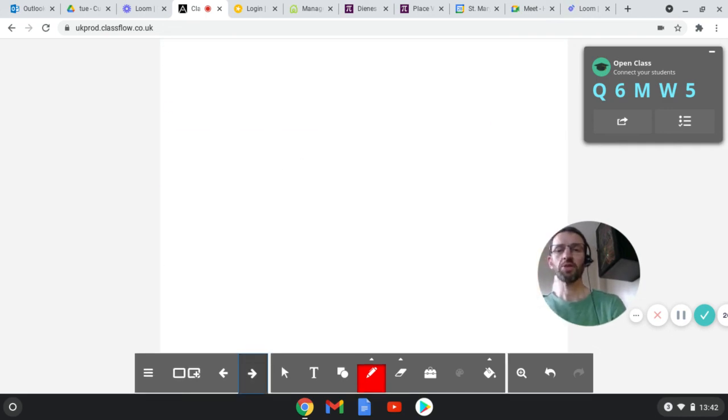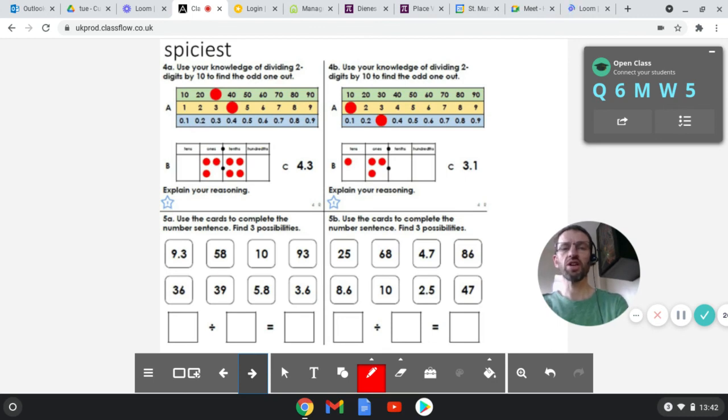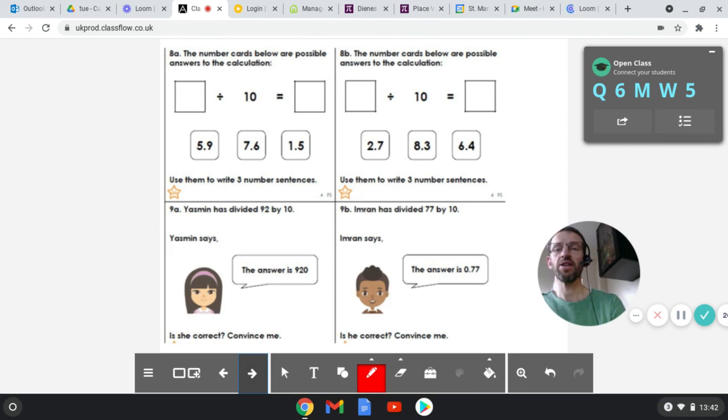Okay, spiciest work. Have a go at these. Apologies if they're a little bit small for you to see. Looking at 4A, 4B, 5A, 5B. Remember, in a puzzle like this, it says find 3 possibilities. There's not one answer, there are many answers. So 5A, you can get 3 ticks for this, basically. 5B is the same. And the last screen for the spiciest, 8A and 8B, 9A and 9B. And again, you have to convince me. Explain your answer in a sentence, yeah?